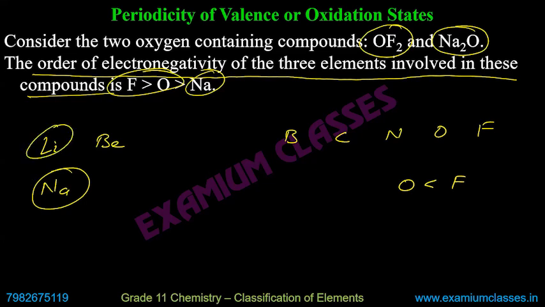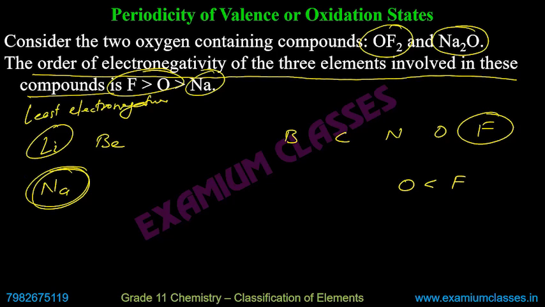And sodium, if you consider lithium and fluorine, lithium will be least electronegative because it is towards the left side. And again, moving down the group, electronegativity decreases. So sodium will be even less electronegative than lithium, so sodium will be even less electronegative than oxygen. So the comparative order will be sodium least electronegative, fluorine most electronegative. Whether you write it like this or you write like this, signs will change, meaning is the same.